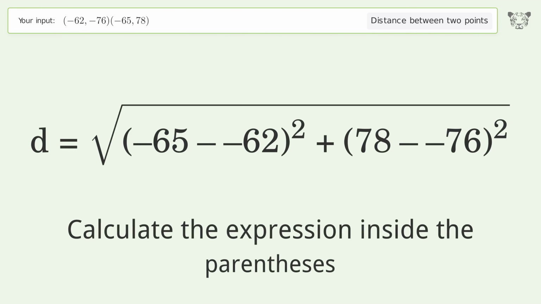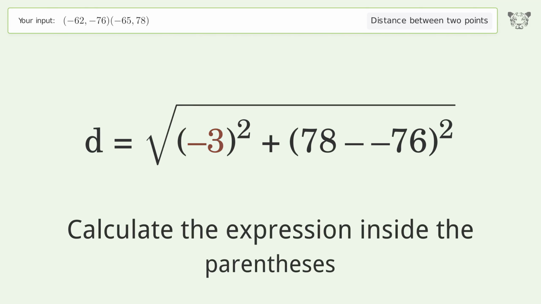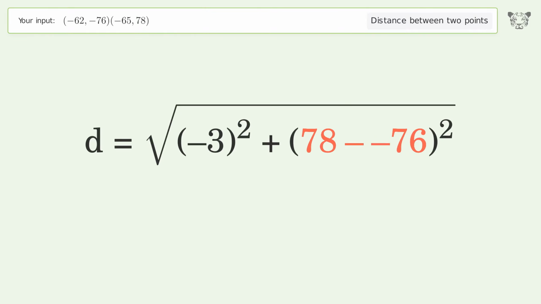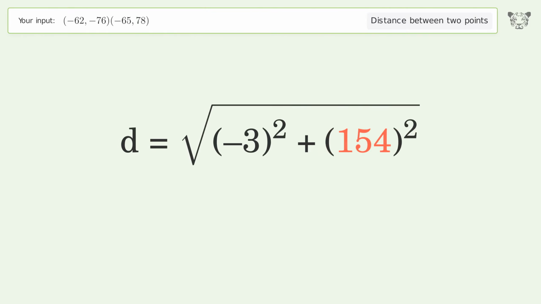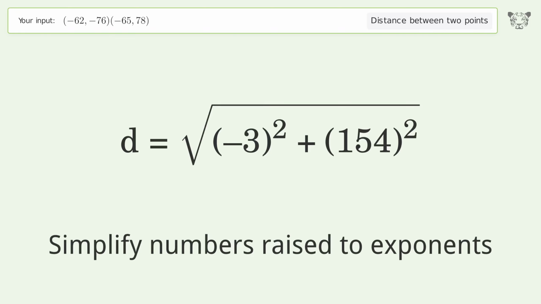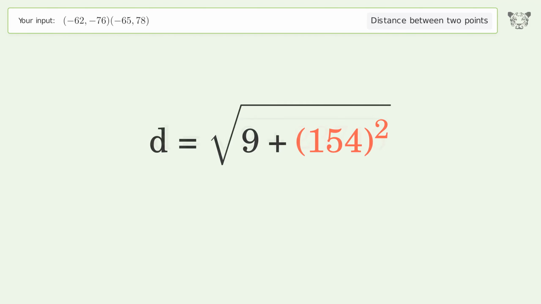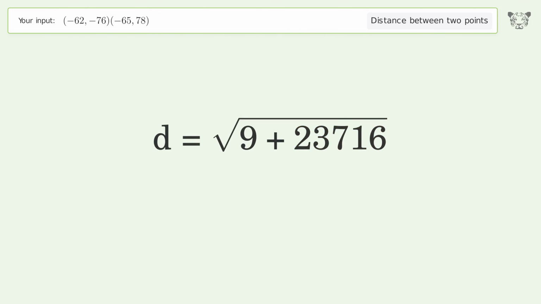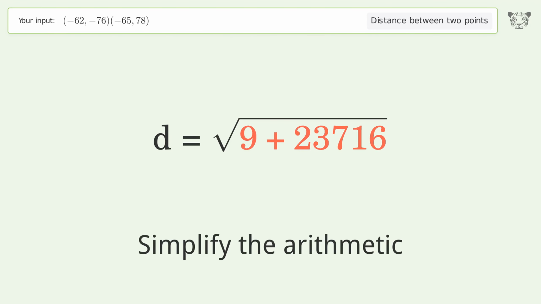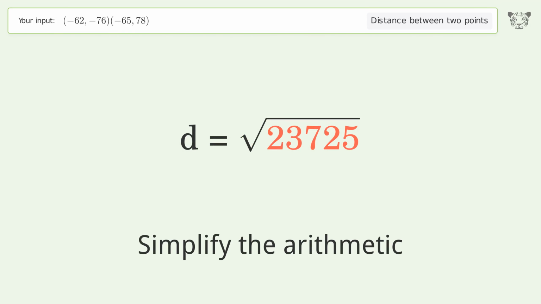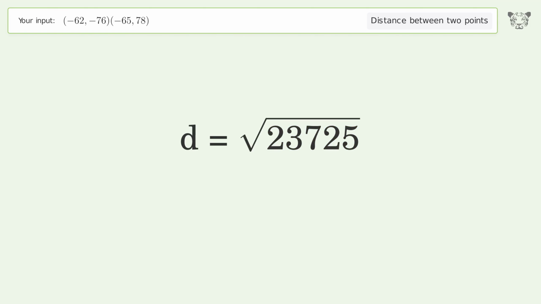Calculate the expression inside the parentheses. Simplify numbers raised to exponents. Simplify the arithmetic. And so the distance between the 2 points is the square root of 23,725 or 154.029.